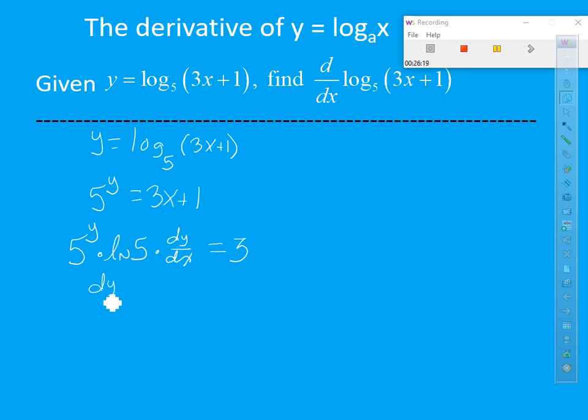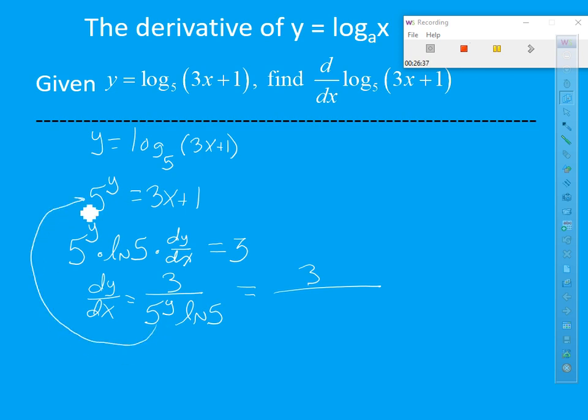Let's solve it for dy dx. So I've got 3 over 5 to the y natural log of 5, which is equal to 3 over another name for 5 to the y, or u from earlier, that 3x plus 1. So another name for 5 to the y is 3x plus 1 times the natural log of 5.